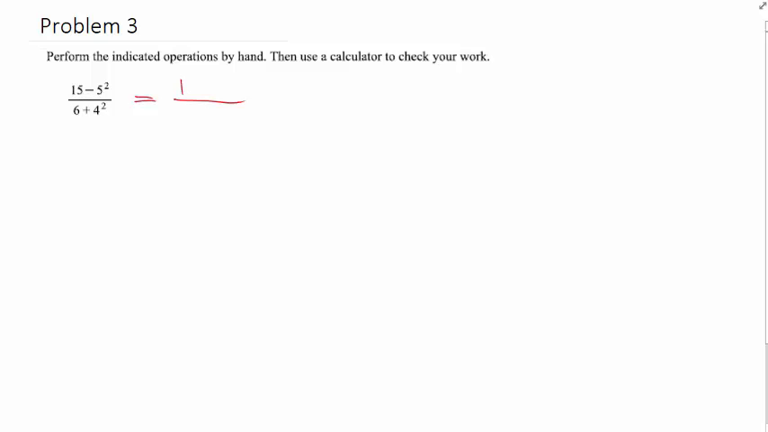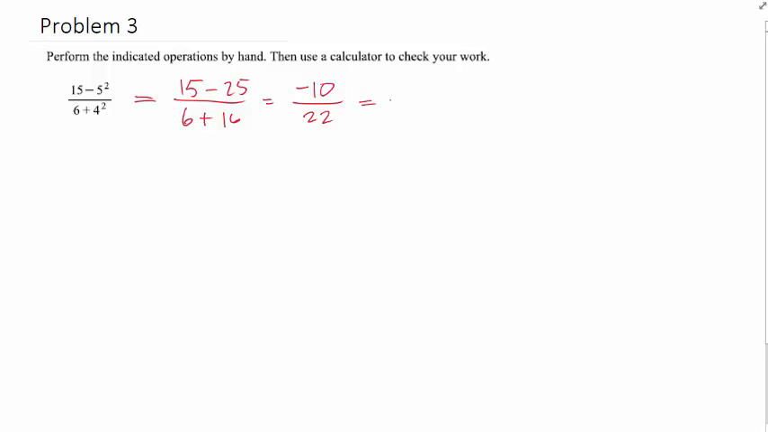So first thing I see is 5 squared, so I'm going to deal with that first. And at the same time, I can work the denominator as well. 4 squared is 16. So now I have 15 minus 25 in the numerator. I think that's going to be negative 10. 16 plus 6 is positive 22.